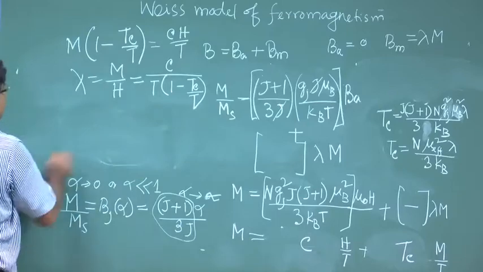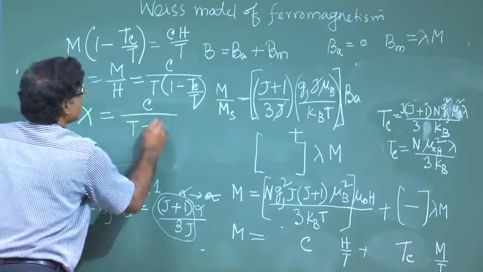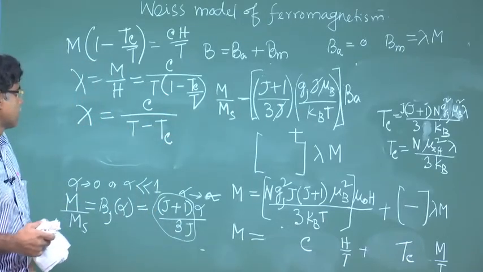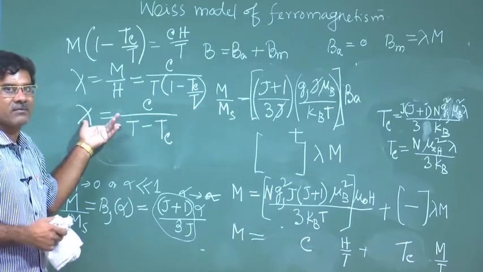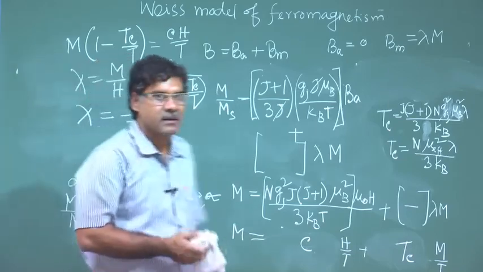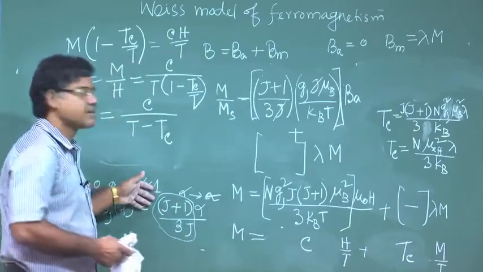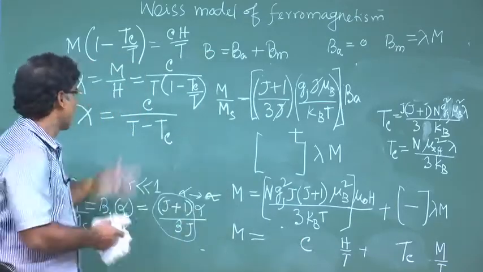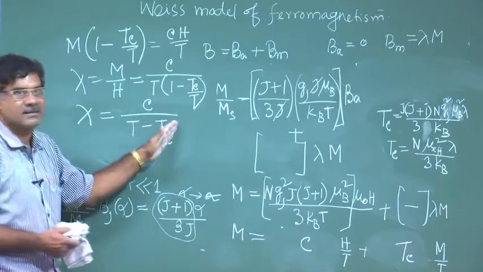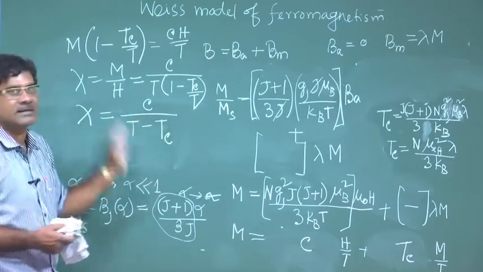So, chi equal to C by t minus T c, okay. So, this expression we found by taking the approximation alpha is very less than 1, which means t is very high, okay. So, this is valid for t high, at least t greater than T c. For T less than T c, it is not. So, it is valid for the paramagnetic region, okay.